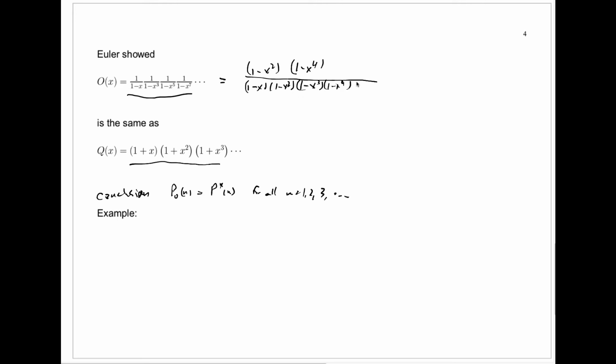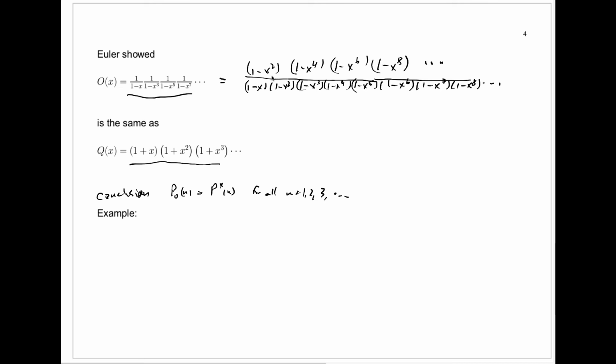So the next term I already had on the bottom was 1 minus x to the fifth. But now I multiply on the top 1 minus x to the sixth over 1 minus x to the sixth. I already had on the bottom 1 minus x to the seventh, so I'll multiply on the top here by 1 minus x to the eighth, and then put the corresponding 1 minus x to the eighth on the bottom. And then we keep going like this.